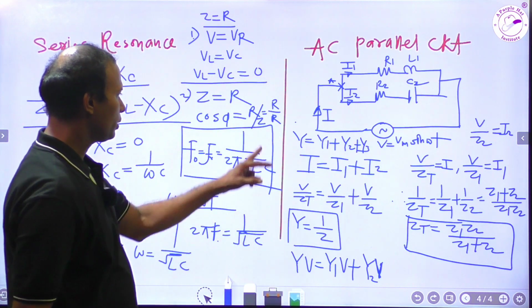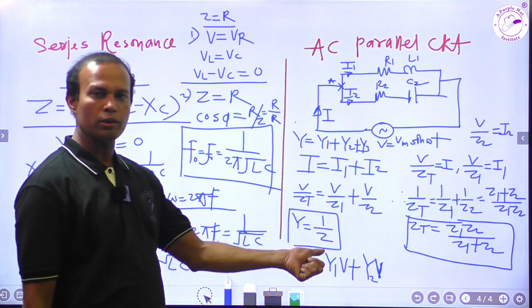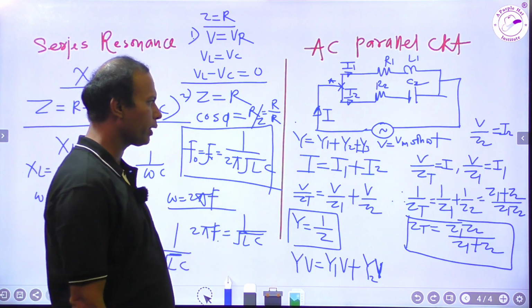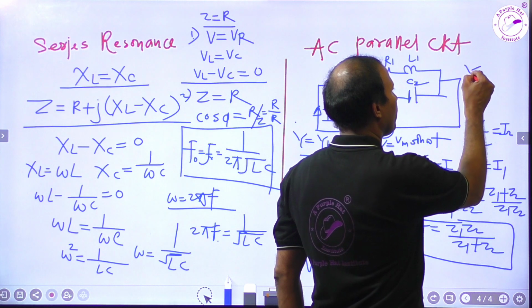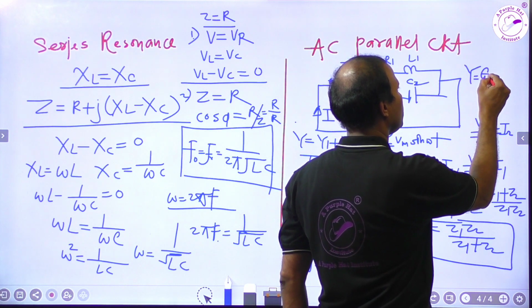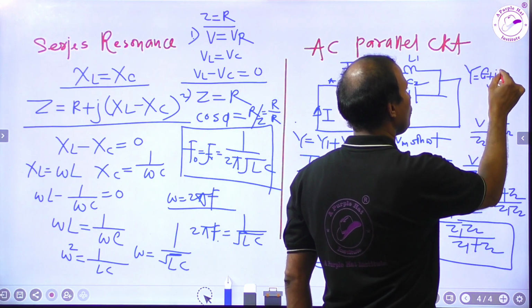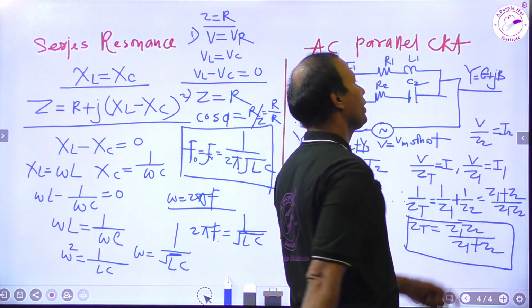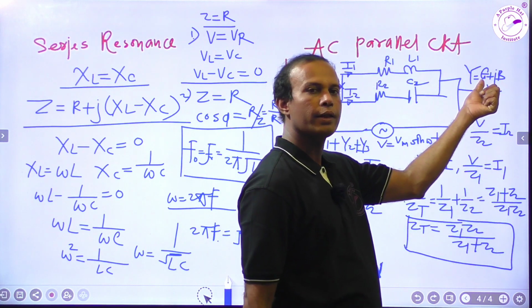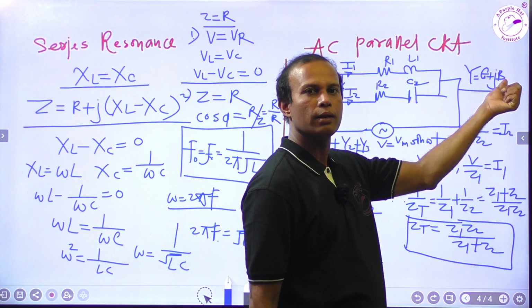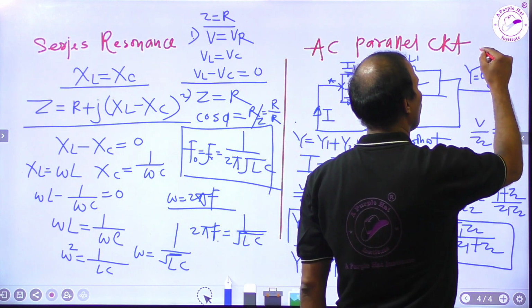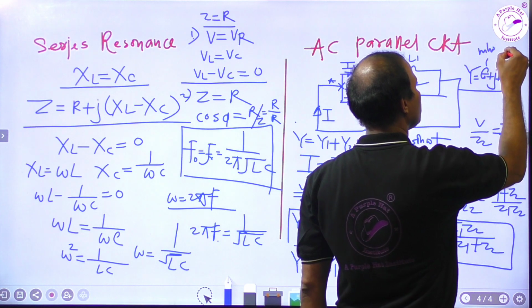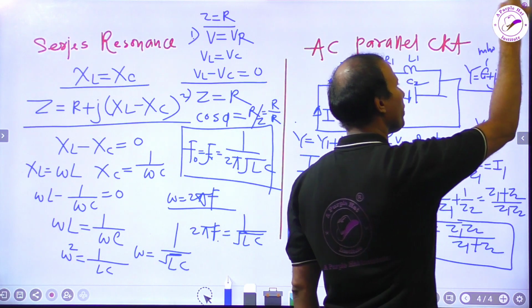So this is called admittance. Admittance is the reciprocal of impedance. It has two components, conductance and susceptance. I will write it here: Y = G + jB. Its real part is conductance, its imaginary part is susceptance. Its unit is mho or Siemens, the opposite of the resistance unit, ohm.